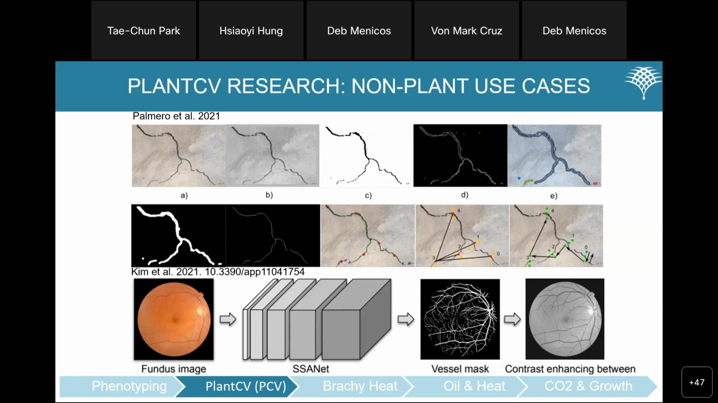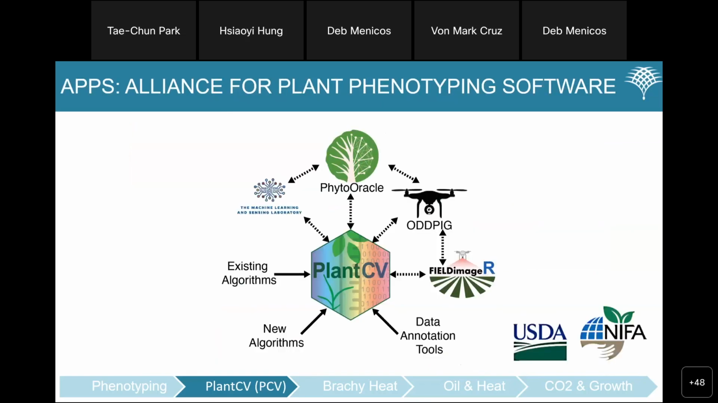We have a lot of documentation, and I think your software is only as good as the documentation that you have to be able to use it. And I think the fact that non-plant people are starting to use it shows that that documentation is useful.